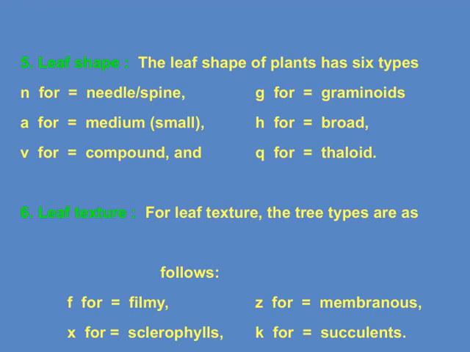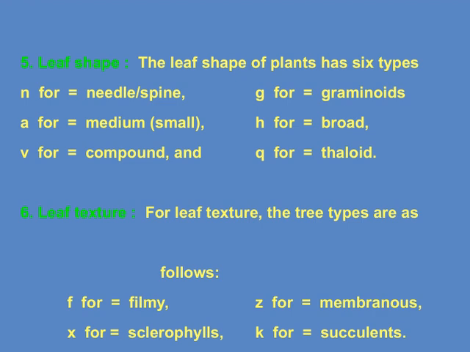Broad leaves, represented by H, are wider and often associated with trees like oaks and maples. Compound leaves, shown by V, consist of multiple leaflets attached to a single stem, a feature seen in plants like acacias. And finally, thalloid leaves, marked by Q, which have a flattened, plate-like structure. Recognizing these shapes helps us understand plant adaptations and their ecological roles.